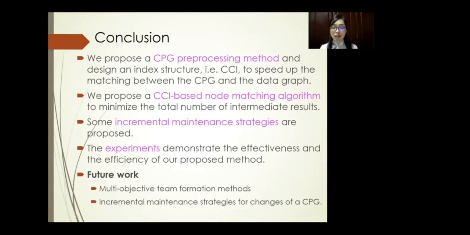In the future, we will work on multi-objective team formation methods and incremental maintenance strategies for changes of a CPG. Thank you for your attention.